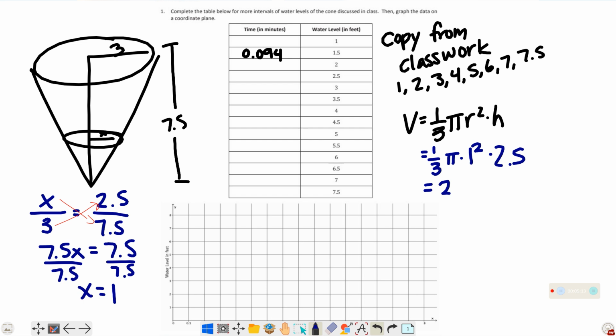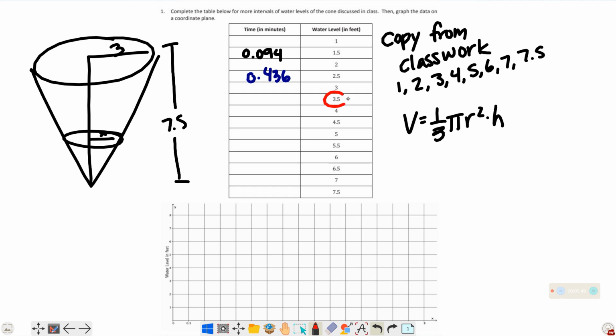That gives us a volume of 2.616 repeating. And then we need to divide that by 6 to figure out how many minutes it's going to take. And it says it's going to take 0.436 minutes. So in the 2.5 section, 0.436.